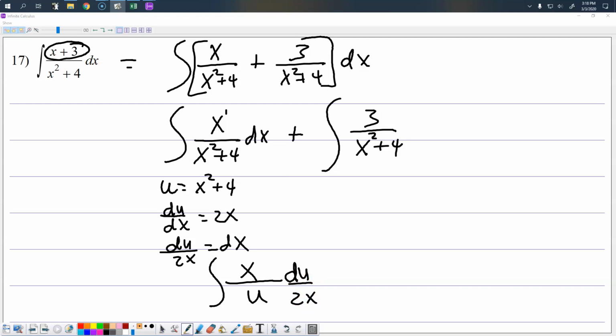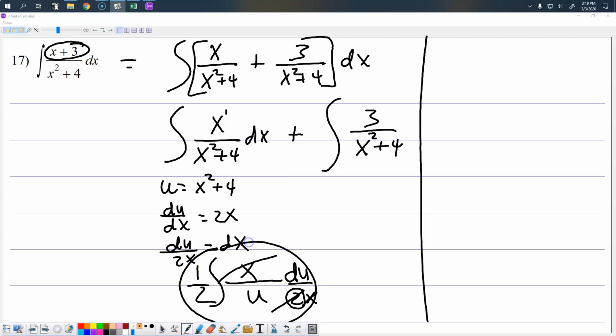Okay, so there's my u substitution, and in this case the x's are going to cancel out, and I'm going to bring this 2 out to the front as a half. Okay, running out of space here, so I'm going to write my final result for this one over here. It's going to be 1/2 integral of 1 over u du. I'm going to stop there because I want to work on this one now as well.